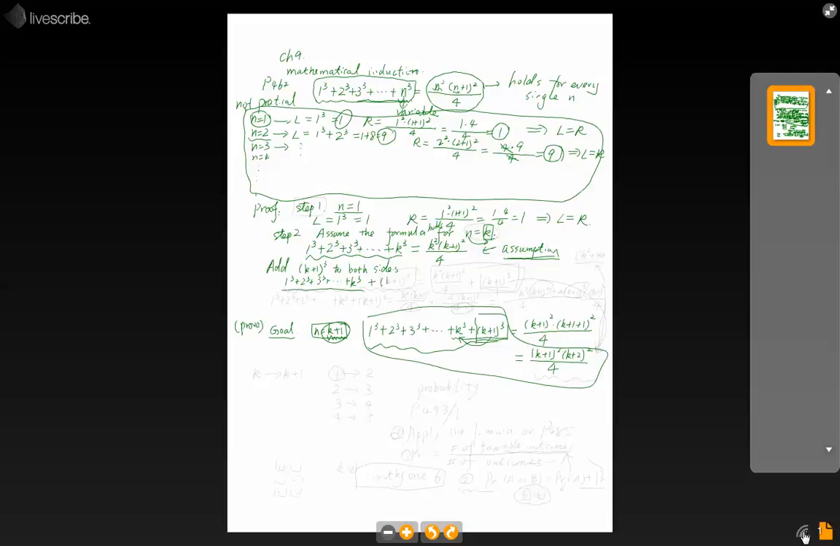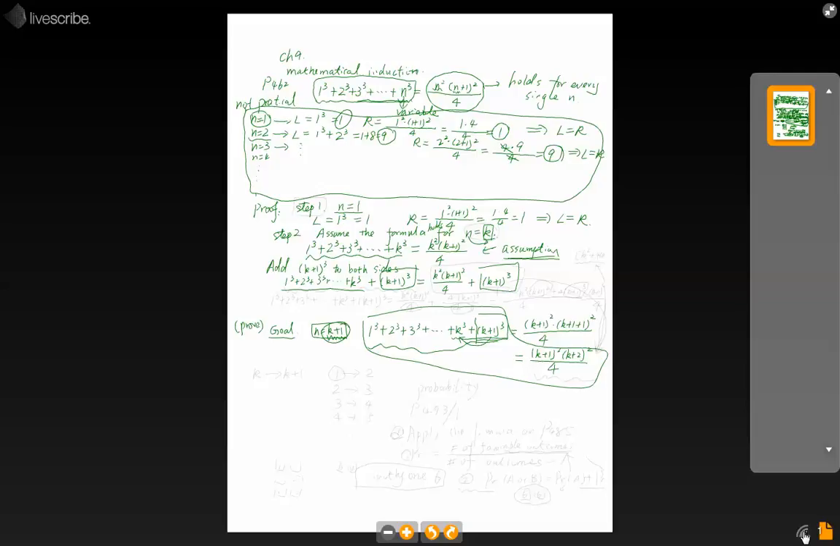I add an extra term, k plus 1 cubed. So this is the one I add. And the right side I also copy it. And then I also have to add it, because I add the same thing to both sides. That won't change the balance of the equation. So this is what I add to both sides. You can see, if I subtract that k plus 1 cubed from both sides, I go back to my assumption.